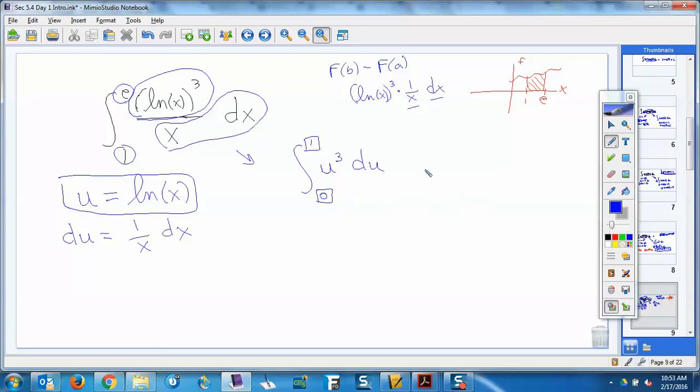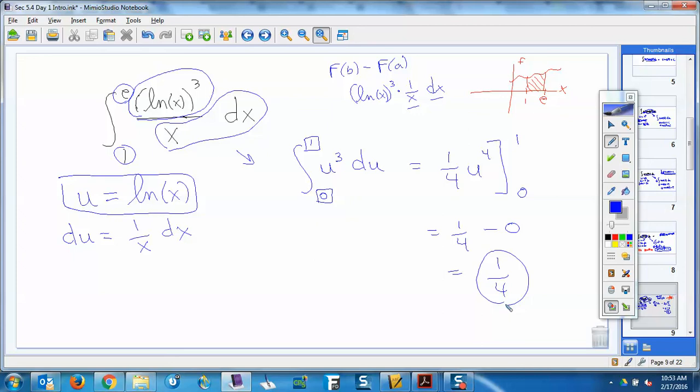So now all that's left is for me to do the antiderivative, which would be 1/4 u to the 4th. Put my right bracket, 0 and 1. Plug the 1 in there, I get 1/4. Plug the 0 in there, I get 0. And I get my answer, 1/4. Remember, this is a definite integral, so we should get a number answer.